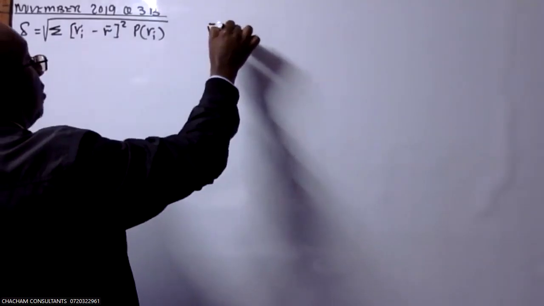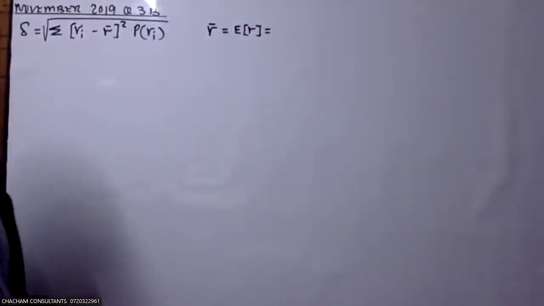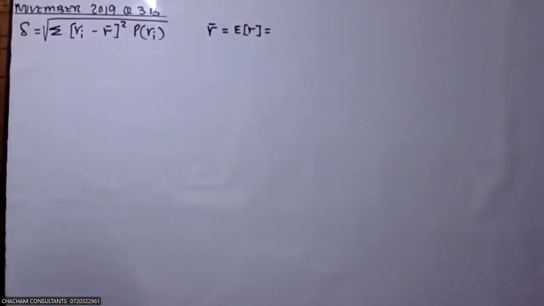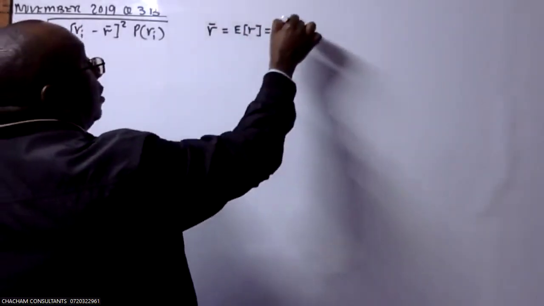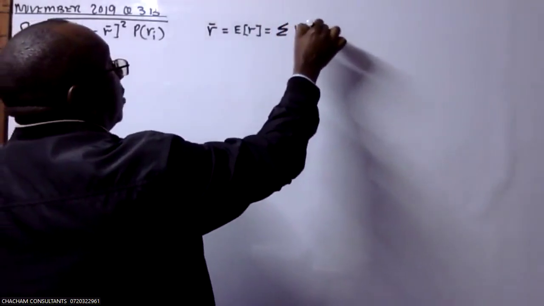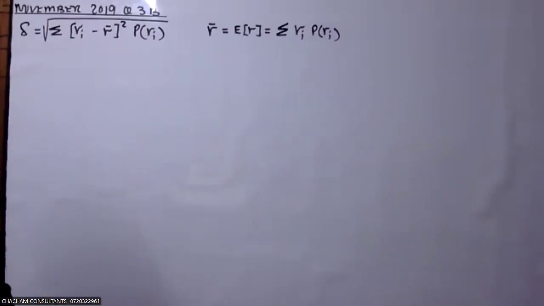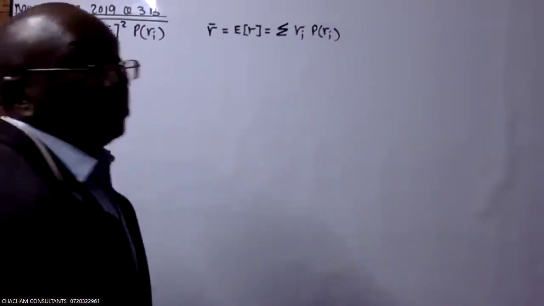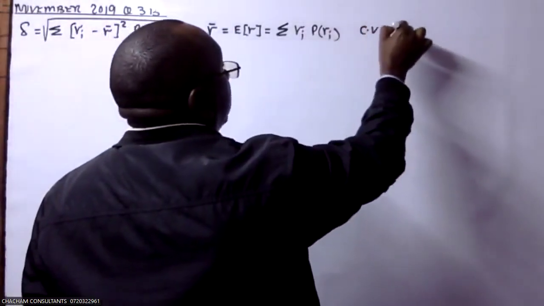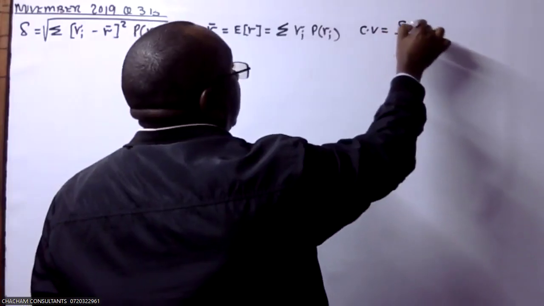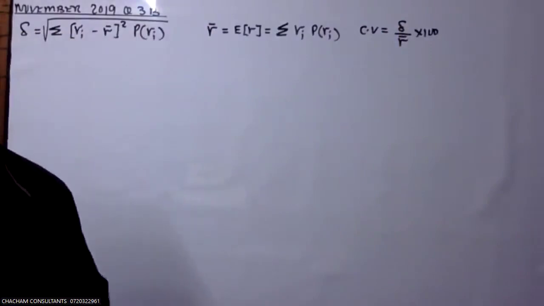Now remember, this R bar is the one we called expected R. And we said it is the sum of the Ri multiplied by the probability of Ri. And then relative risk, we have said CV is equal to standard deviation over R bar times 100.